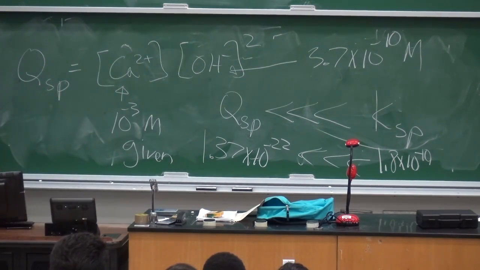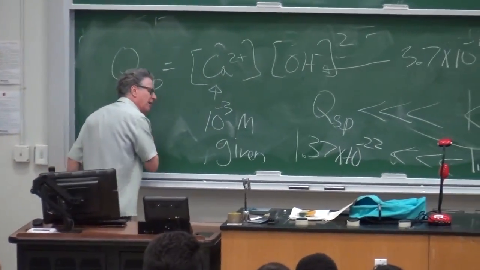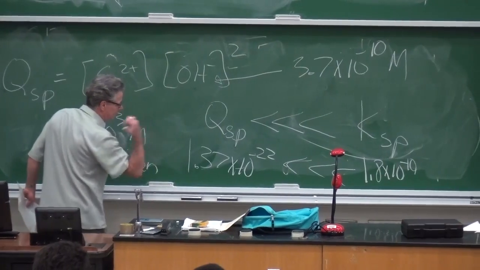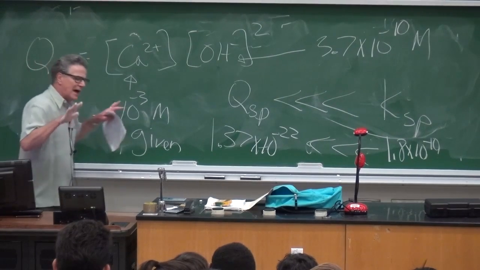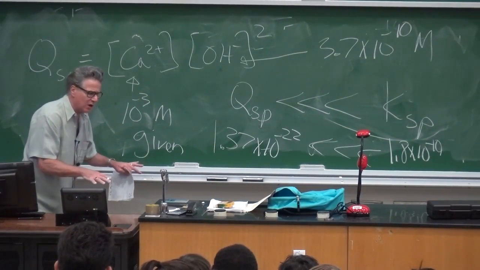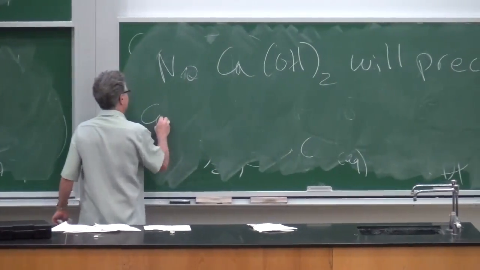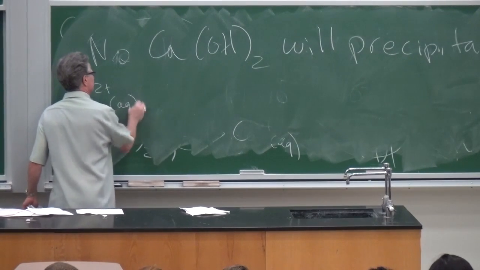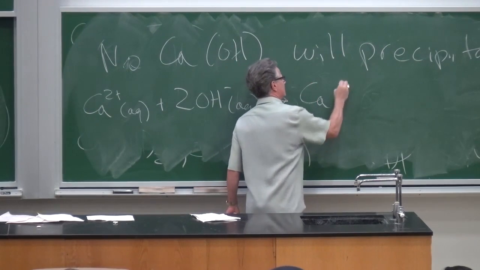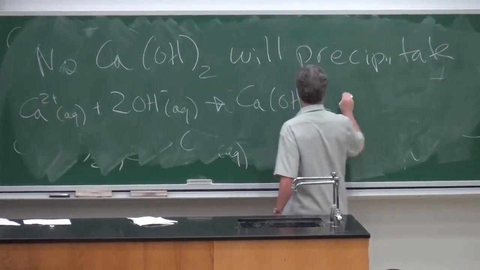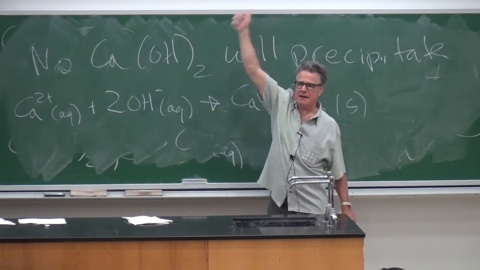we plugged that concentration in there. We plugged the concentration of calcium that we were given. That's QSP. That QSP was calculated at roughly 10 to the minus 22. That means those concentrations are way too low. You can't do this. That won't happen. You'd have to get orders of magnitude higher.